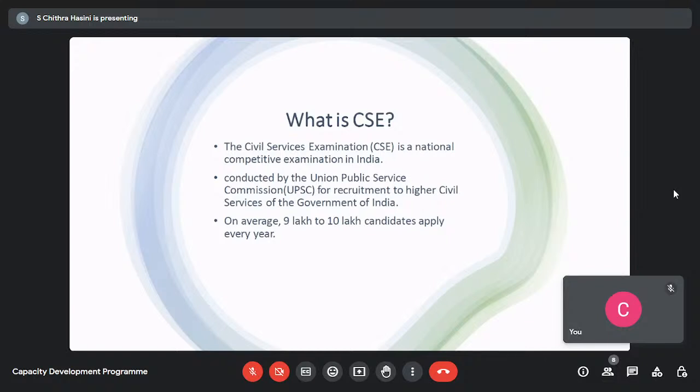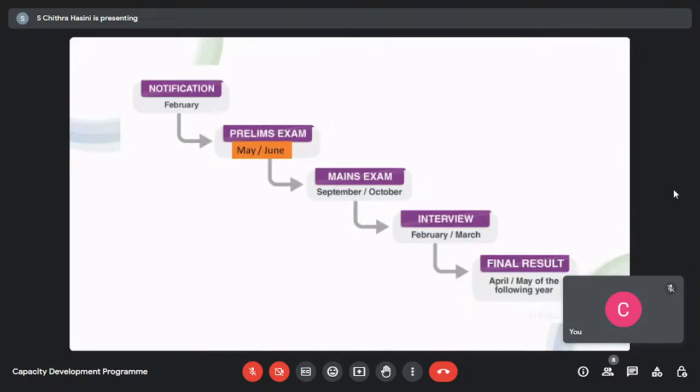It is abbreviated as Union Public Service Commission, and it recruits candidates for the higher civil services for the government of India. On average, every year around 9 to 10 lakh people write the exam, and we have at most only 1,000 posts per year. So the competition is really tough. First, we'll get to know the timeline of the exam throughout the year.